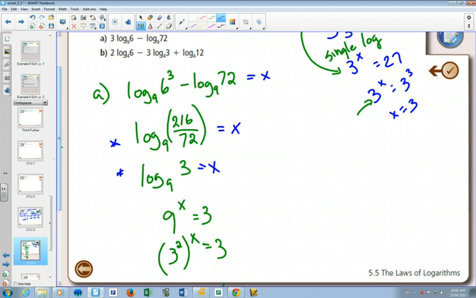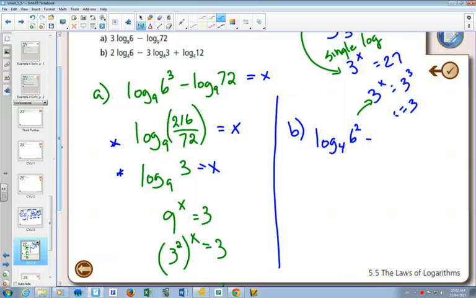So for part B, we have a similar situation. We have a whole bunch of logs that we don't know what it's equal to. We're going to see if we can combine all those to a single log. When you're combining things to a single log, you always use the power rule first, so all the numbers in front get put in as exponents.